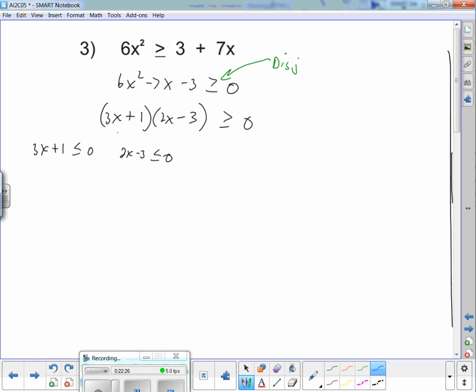Second set, do the greater than. 3x plus 1 greater than or equal to 0. 2x minus 3 greater than or equal to 0. Solve those four inequalities. I'm not going to talk. If you need to look up, but just go ahead and do it yourself.